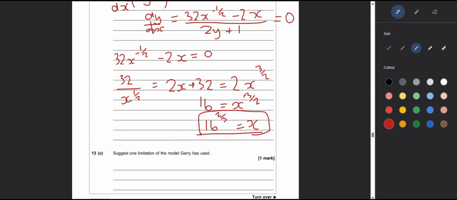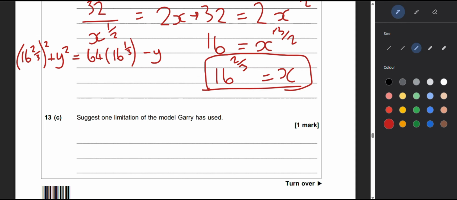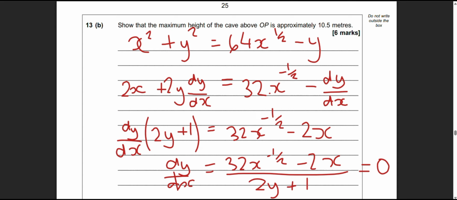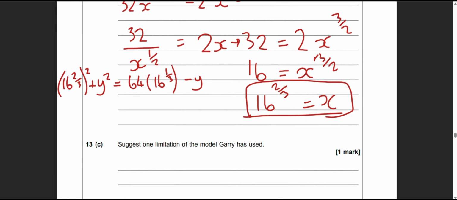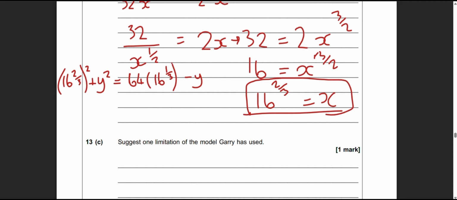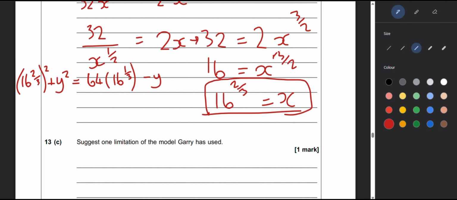So I can now just put that back into my original equation with x's and y's in it, and that should give me what y is. So when I substitute that in, all I've done there is I've just substituted that into that equation. So x squared plus y squared is equal to 64 x to the power of half minus y. So I've just substituted that into there, and I get this lovely thing down here. So we can then just rearrange that into an equation for y, and it's actually going to give us a quadratic. So it's going to give us y squared plus y.